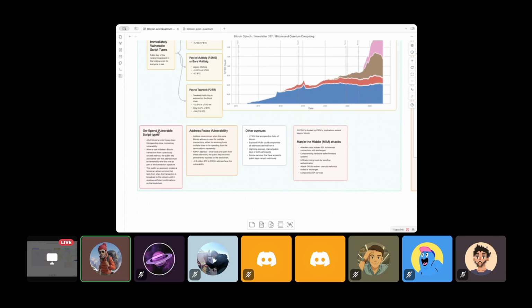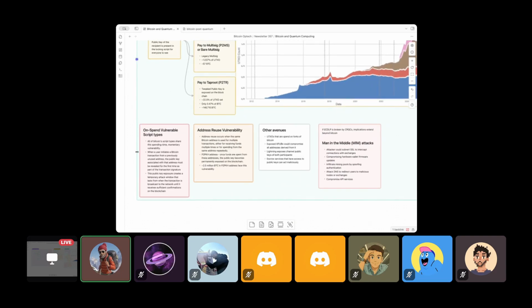Then we also looked at some of the practices that users do on chain that lend themselves to quantum vulnerable attacks. So how do you spend? How do you maintain your addresses? All these things, the user's behavior on chain, do impact the vulnerability also. So we had a discussion about that.